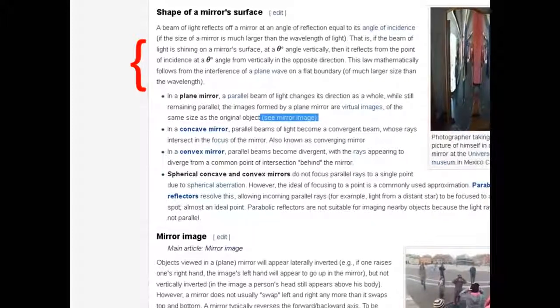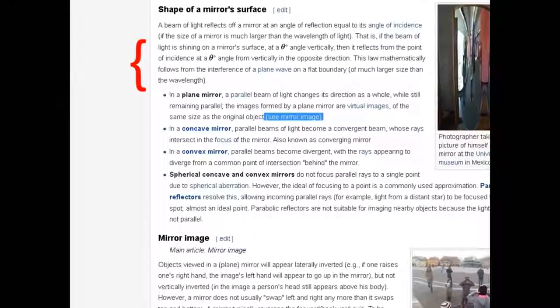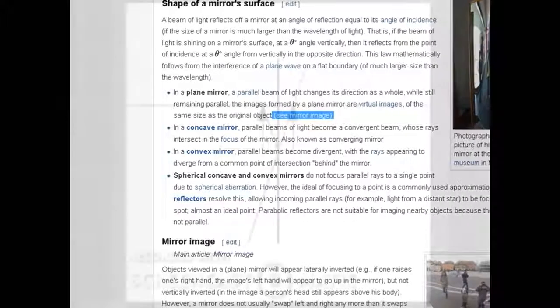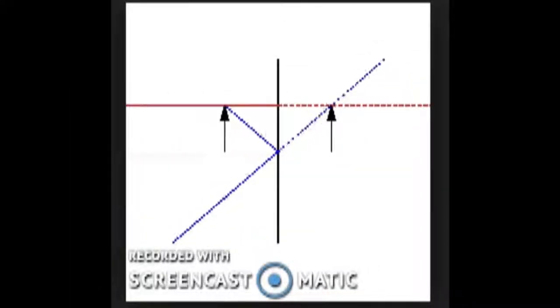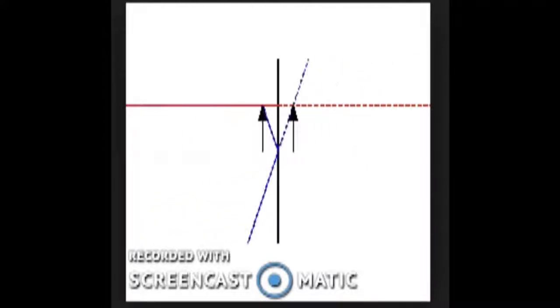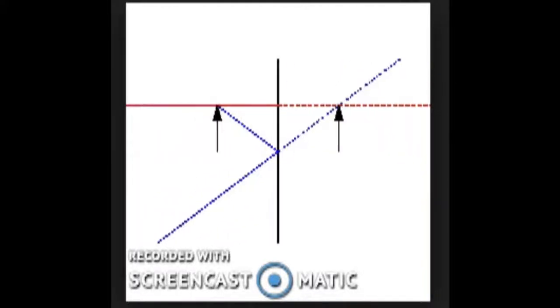That is, if the beam of light is shining on a mirror's surface at 0° angle vertically, then it reflects from the point of incidence at a 0° angle from vertically in the opposite direction. This law mathematically follows from the interference of a plane wave on a flat boundary.